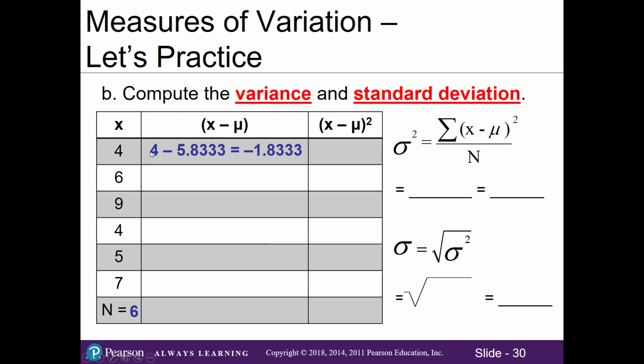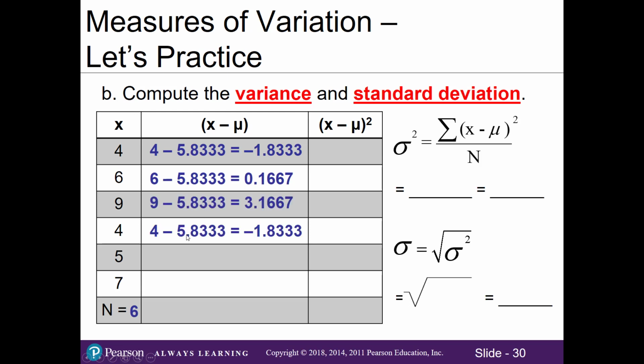So here's my x of 4. So this particular business executive, let's call her Susie, she took 4 flights last month, and we're going to subtract the average number of flights for all of our executives. So we get negative 1.8333. We'll do the same thing for our next executive. Let's say it's John. John took 6 flights. We're going to take his 6 flights and minus our average, and we get 0.1667. And we'll continue down the table for each of our executives, taking their specific number of flights and subtracting the average of all of our flights for our executives.